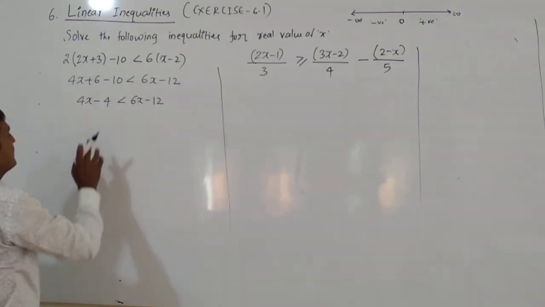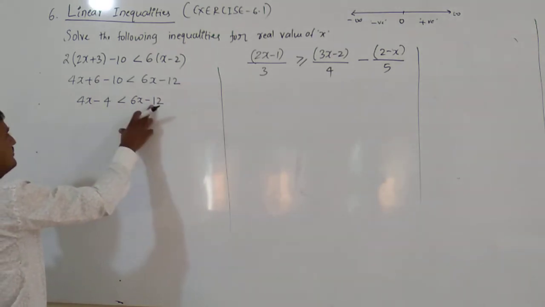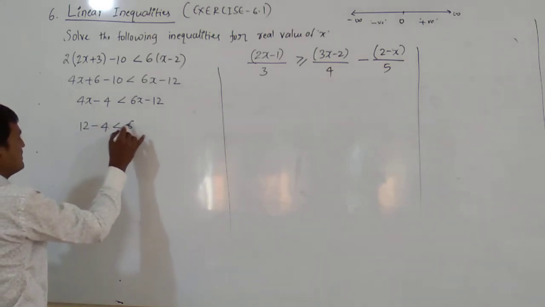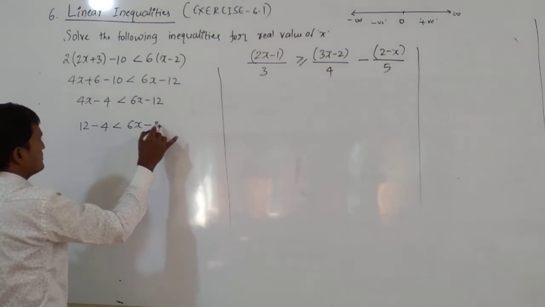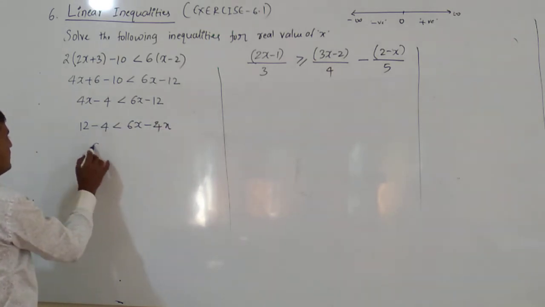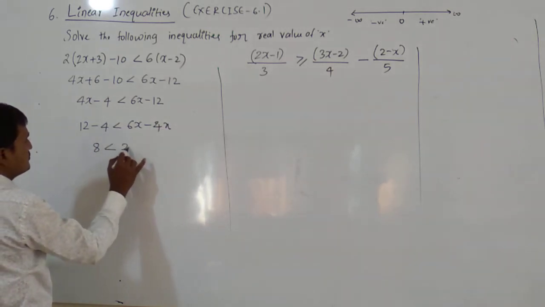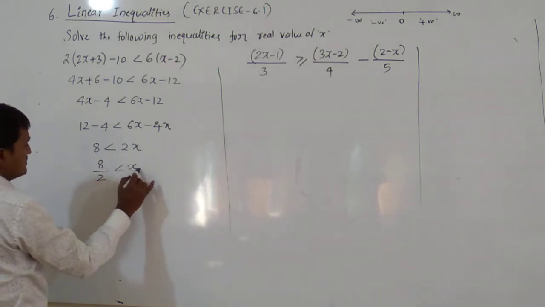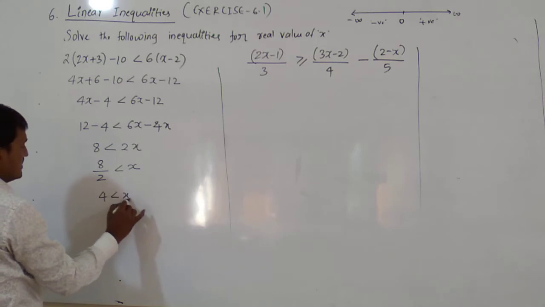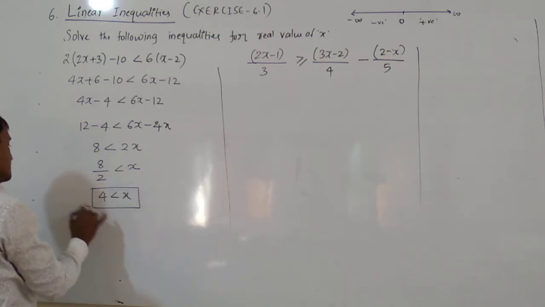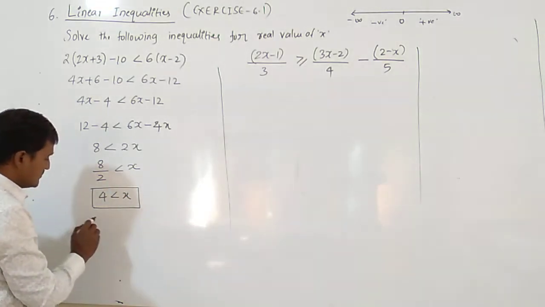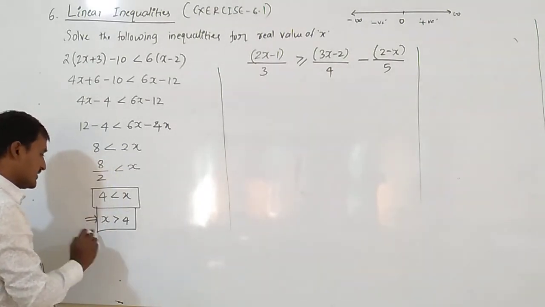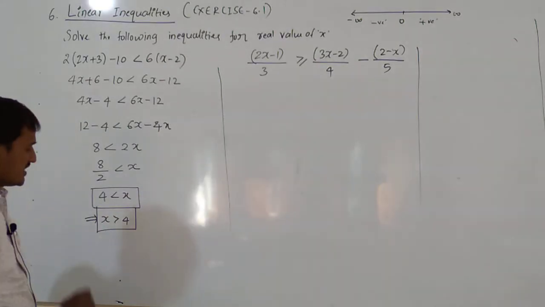Now if we bring this minus 12 to this side it becomes 12. 12 minus of 4, which is less than 6x minus 4x. Clearly 8 is less than 2x, and 8 by 2, which is 4, is less than x. What is the meaning of 4 less than x? We write it as x more than 4. Both are the same: 4 less than x means x more than 4.